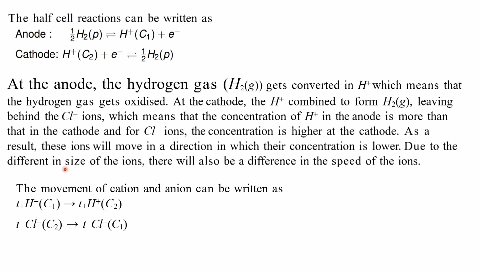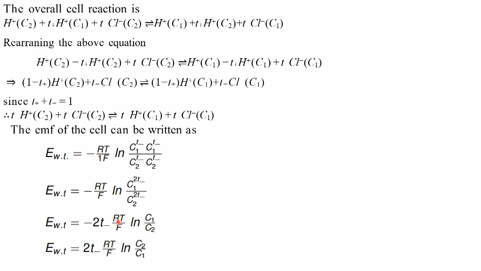Due to the difference in size of the ions, there will also be a difference in the speed of the ions. So the speed of the ion depends on the size, or we can say the charge by the radius ratio. The movement of cation and anion can be written as: T plus times H plus at concentration C2 goes to T plus H plus at concentration C1, and T minus times Cl minus at C2 goes to T minus Cl minus of concentration C1. So the overall cell reaction is this.